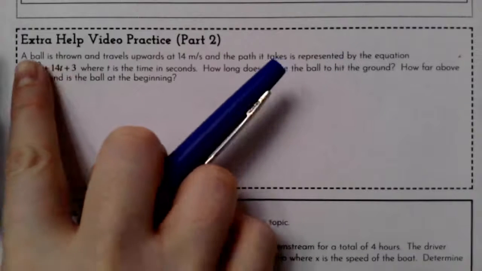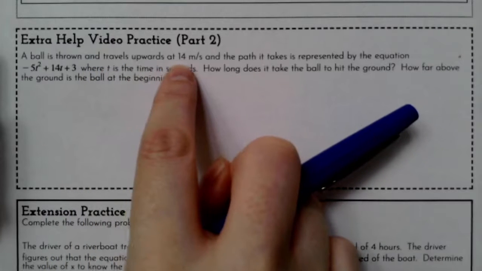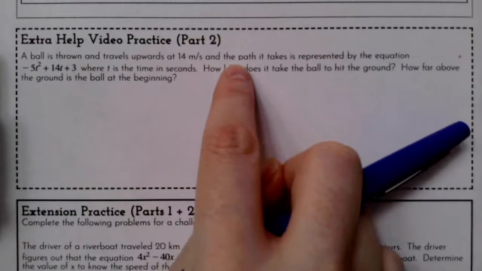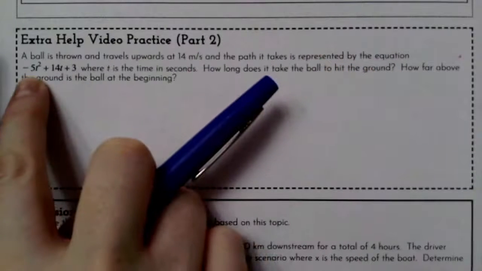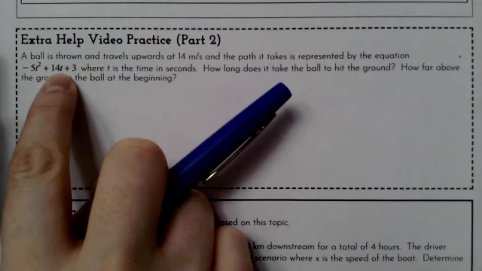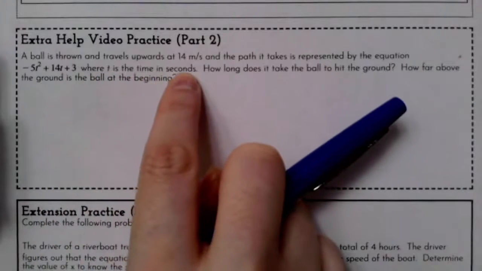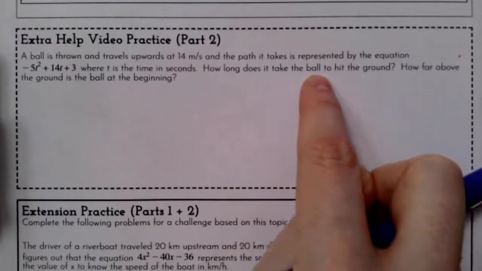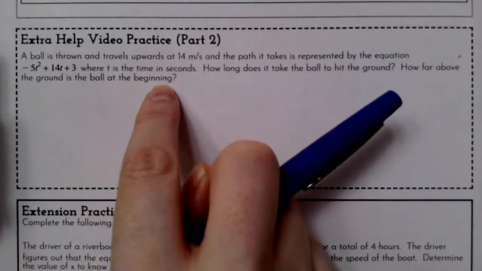problem. So this says a ball is thrown and travels upwards at 14 meters per second. And the path it takes is represented by the equation negative 5t squared plus 14t plus 3, where t is the time in seconds. How long does it take the ball to hit the ground? How far above the ground is the ball at the beginning?